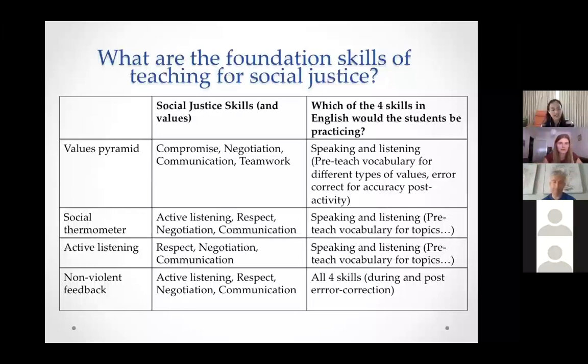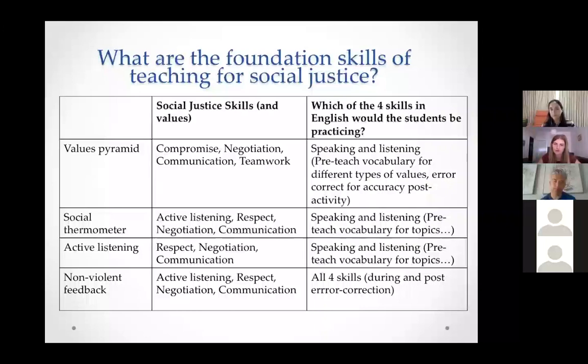So for today, I jumped in there and I asked you for values because I knew that you would probably know them already. But for students, second language learners, they may not be able to produce that language straight away. So the idea is to pre-teach the vocabulary first and then take them through the consensus style of activity, like a values pyramid. The same thing for social thermometer. If there's any language that you think that they're going to need, pre-teach that. Teach before the activity happens. And the same with active listening.